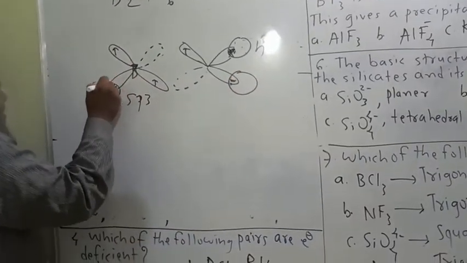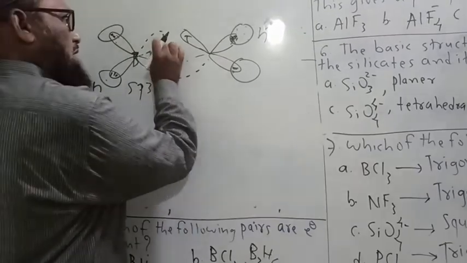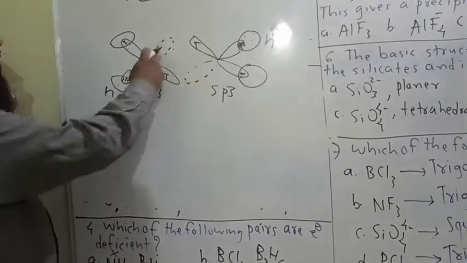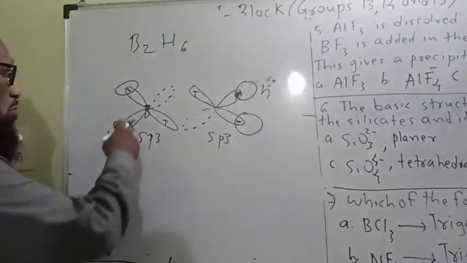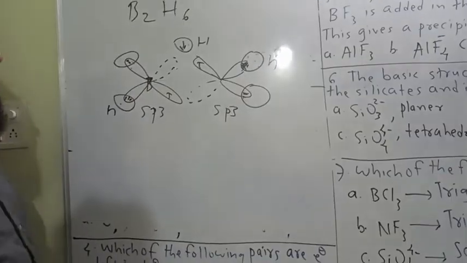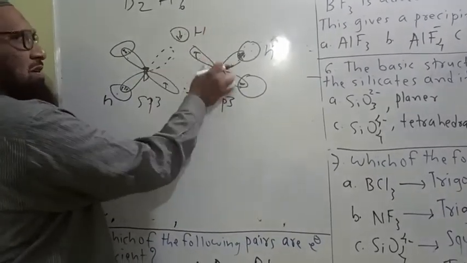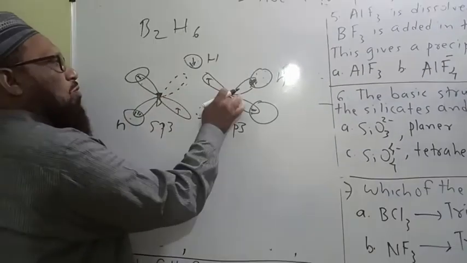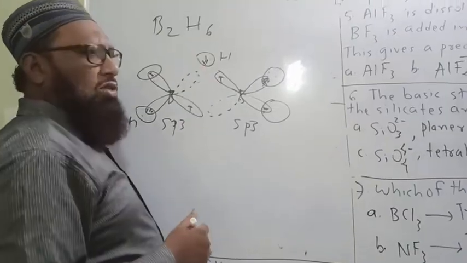Then these are the four B-H sigma bonds. Then here the half-filled sp3 of one boron atom, a vacant sp3 hybrid of the other boron atom, and the half-filled 1s orbital of hydrogen overlap. Now look here: boron, hydrogen, boron, three-centered, and how many electrons? Two electrons. Here is a three-centered, two-electron B-H-B bond. This is called a bridge bond, or banana bond.